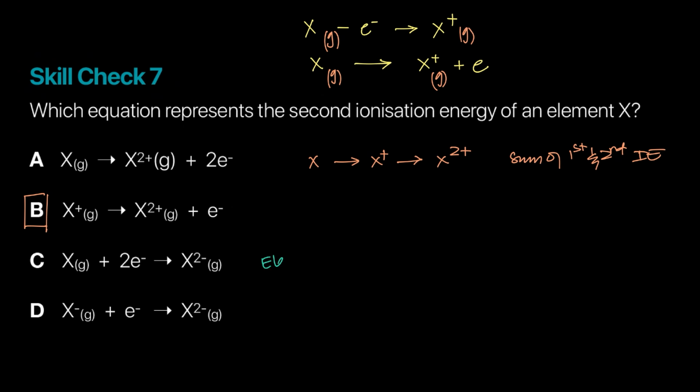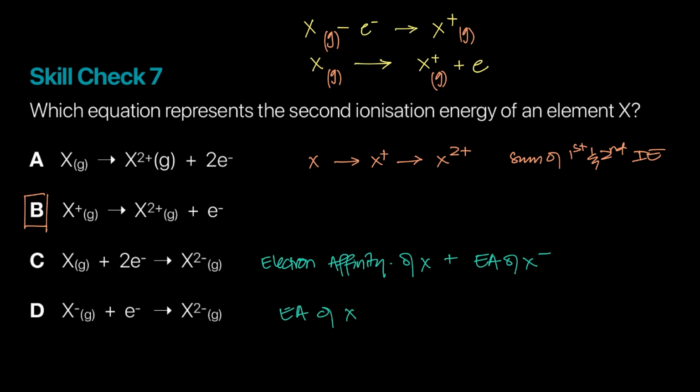So the first step is X becoming X minus. That's called the electron affinity of X. And X minus becoming X2 minus is the electron affinity of X minus, because it's X to X minus and X minus to X2 minus. Now it's okay if you don't understand this right now. It's something we'll do later. So C is the sum of the electron affinity of X and the electron affinity of X minus.